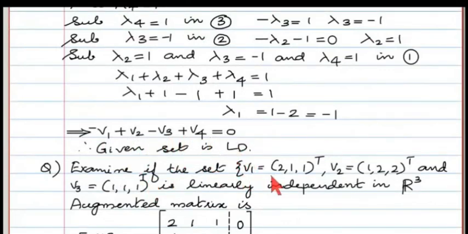Examine if the set v1 = (2, 1, 1) transpose, v2 = (1, 2, 2) transpose, and v3 = (1, 1, 1) transpose is linearly independent in R3. The augmented matrix will be like this.